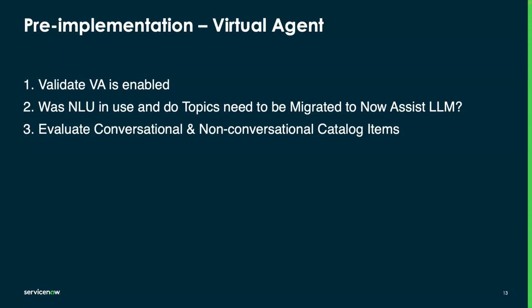And you can leverage that migration utility to migrate those topics over. Simple process. You just really have to click the button. And then next, what we have to do is evaluate our conversational and non-conversational catalog items. This is also something I'll show within my demonstration.